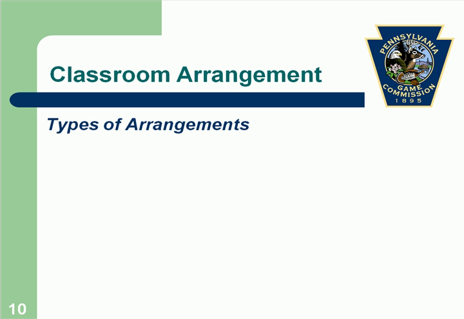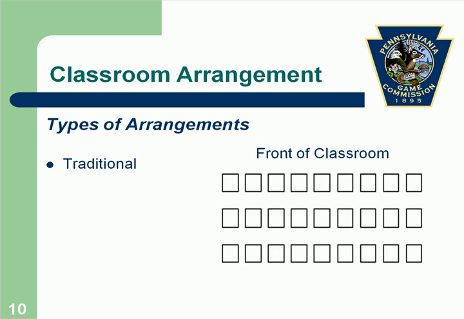The first type is a traditional type of arrangement. Usually several rows of desks or tables and chairs, one behind the other. Desks, chairs, or tables are equidistant from each other, and the students all face in the same direction.